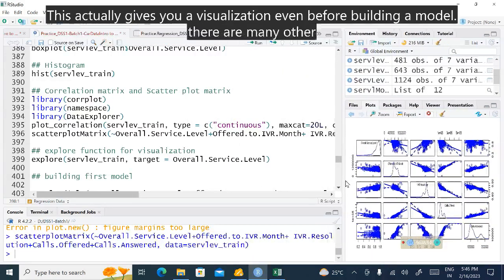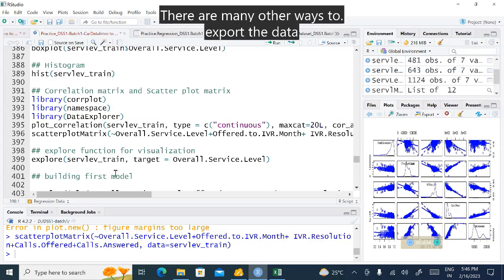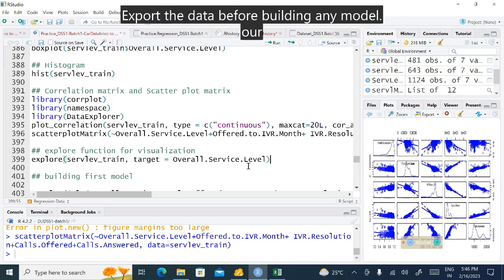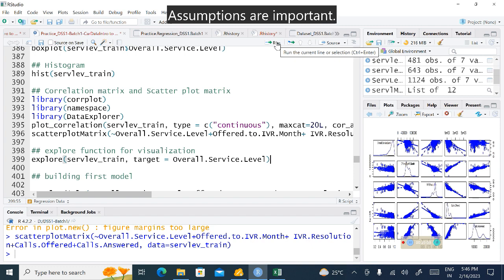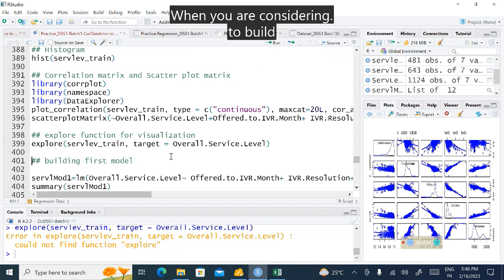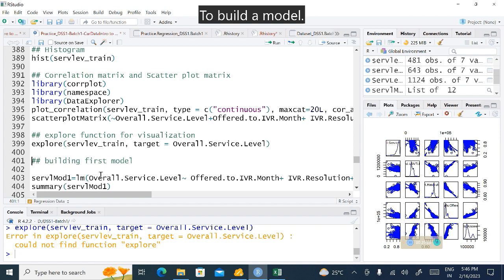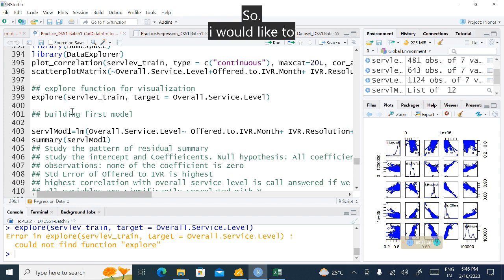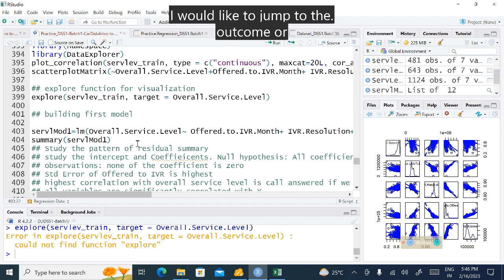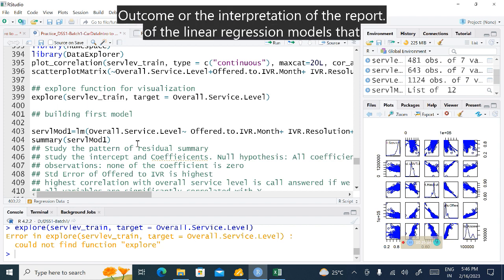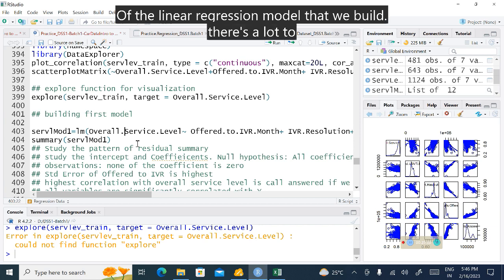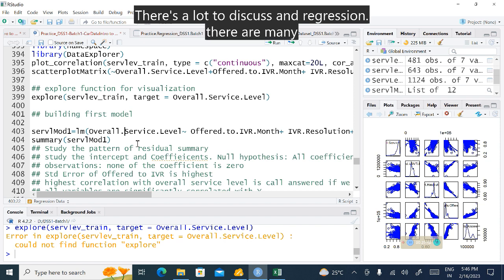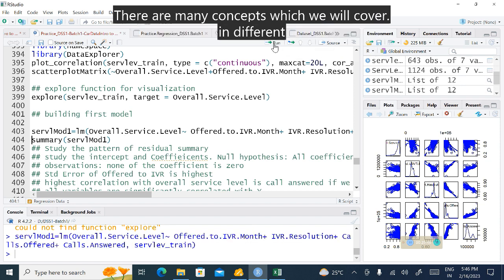There are many other ways to explore the data before building any model. However, remember, assumptions are important when you're considering building a model. So I would like to jump to the outcome, or the interpretation of the report, of the linear regression model that we built. There's a lot to discuss in regression. There are many concepts which we will cover in different videos, step by step.